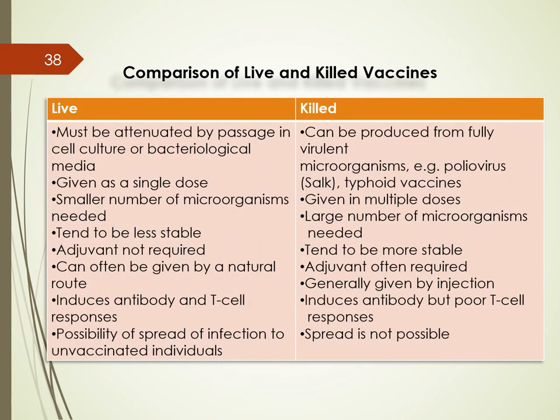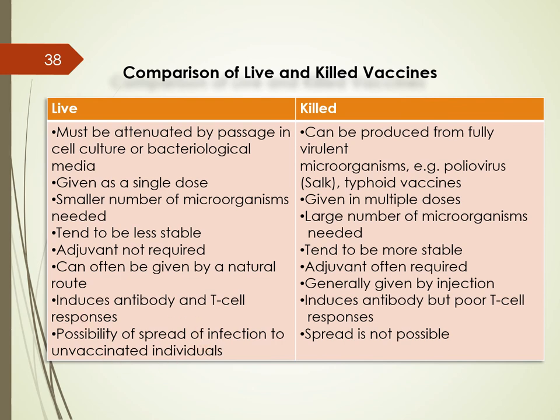Okay, so this is a very good, quite busy table. For the live vaccines, the pathogen must be attenuated by cell culture or bacteriological means, so it should have a decrease in virulence. Given as a single dose, a smaller number of organisms are needed. The problem with live vaccines is they tend to be less stable. They can be given by natural route, so you can give it through the mouth. They induce antibody and T cell responses, but the risk of spread of infection to unvaccinated individuals is quite high.